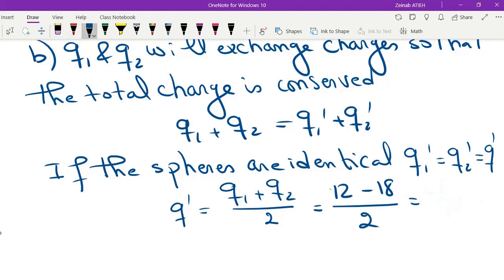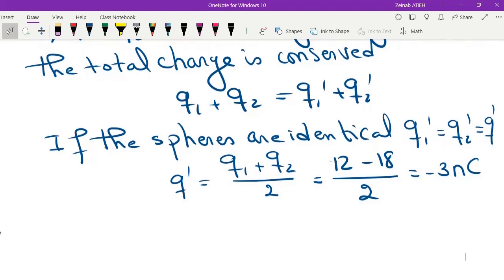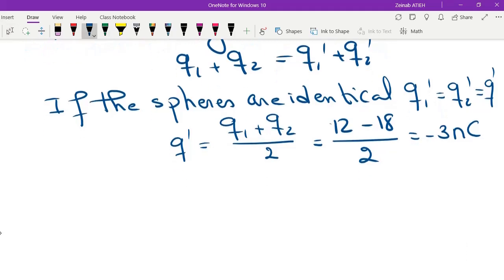I write it directly. So it's minus 3 nanocoulomb. So this is Q prime. After placing this conducting wire between them, each one will get a charge of minus 3. So now both of them are negative, so for sure they will repel each other. So this is Q1 prime, it's equal to minus 3 nanocoulomb. And this is the other charge, Q2 prime, it's also minus 3 nanocoulomb.